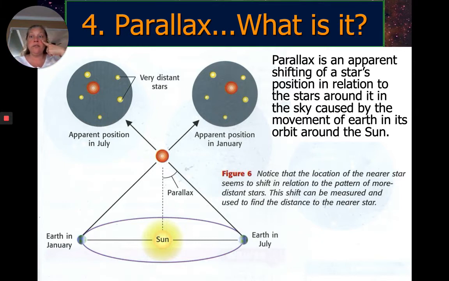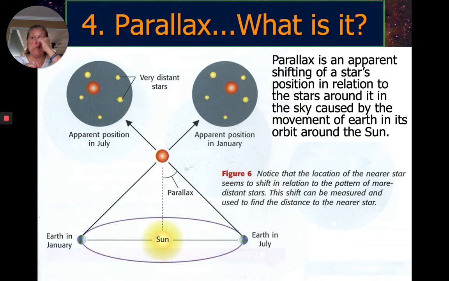So I want you to think of this eye as the Earth on one side of the sun, and think of this eye as the Earth on the other side of the sun. Your thumb is a near star, and whatever you were looking at far away is a far star. That difference in the near star's position relative to the far star, okay, that's called parallax.